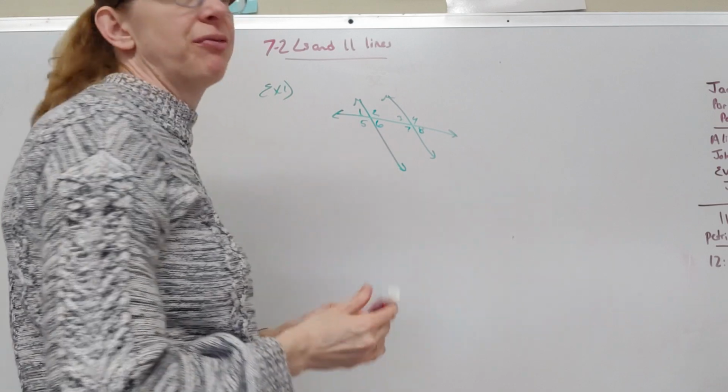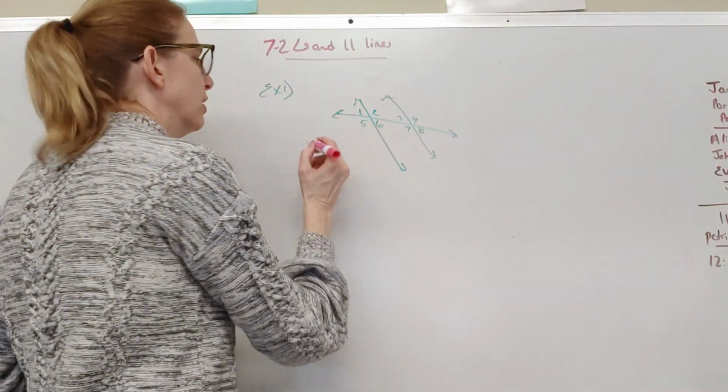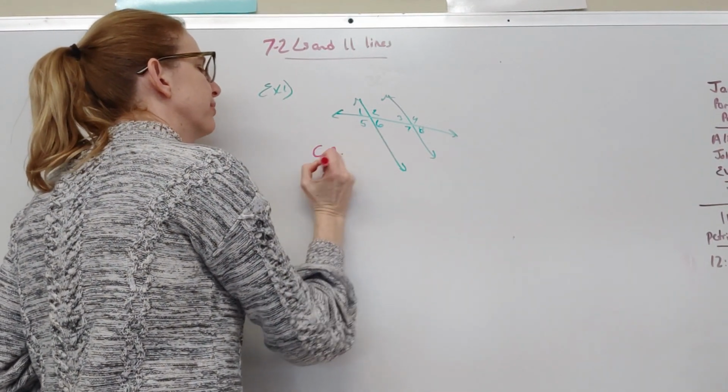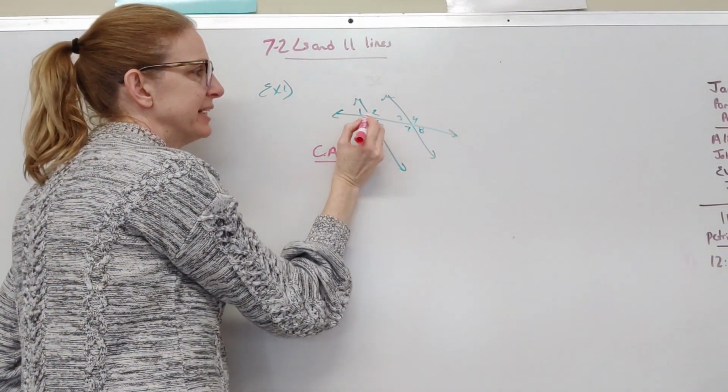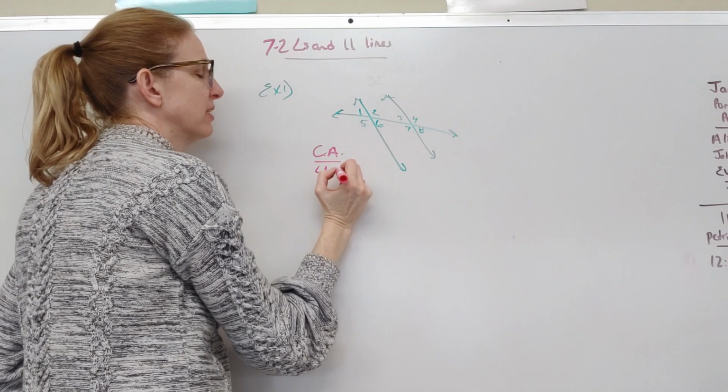All right, so let's go through what we could have. I'm just going to abbreviate here. Corresponding angles, okay? Remember, those are in a matching spot. I could have 1 and 3.